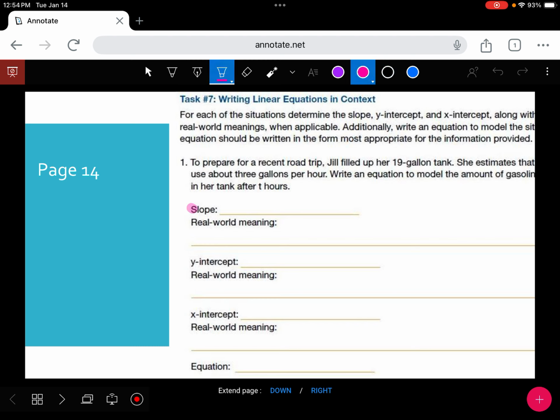All right, then let's start with our slope. There's a key word we have sometimes that we use when we look for slope. Per. I was going to say, so we're going to use the t hours, but we're looking for that per. So what is our slope going to be? 3 gallons. The 3 gallons per hour. So our slope is going to be 3 gallons per hour. And that's really what our real world meaning is: gallons per hour.